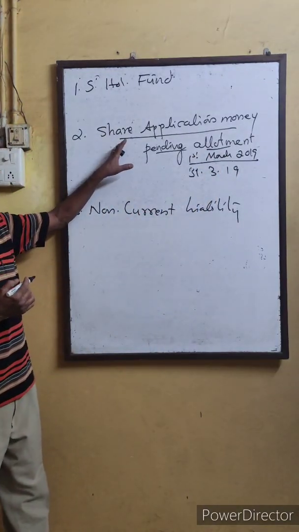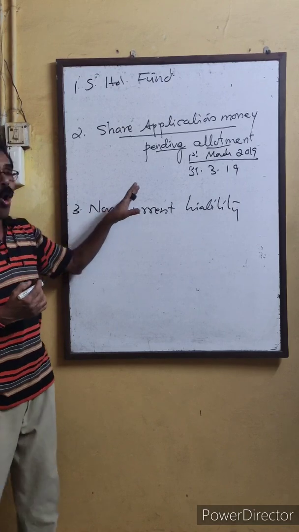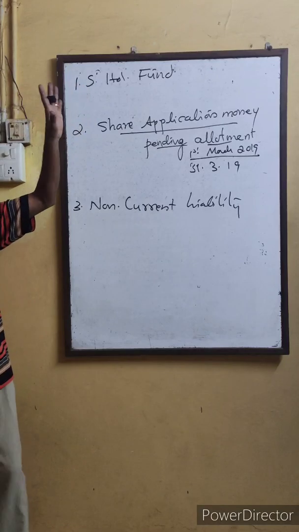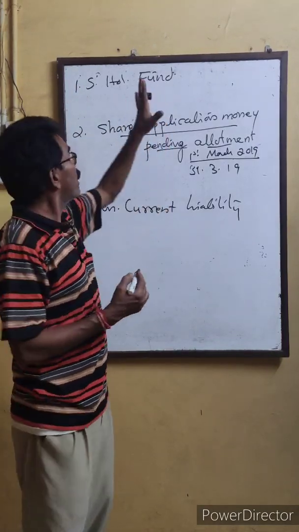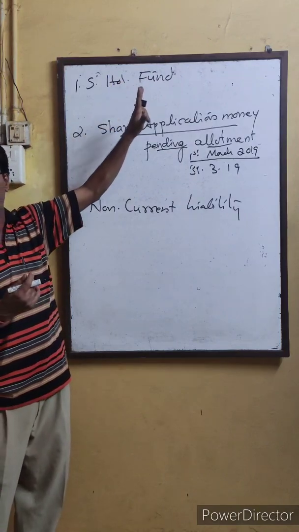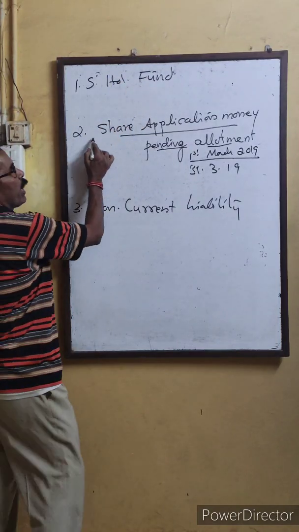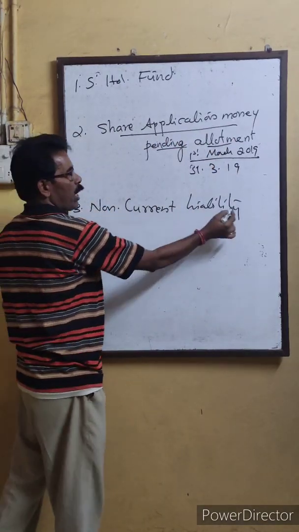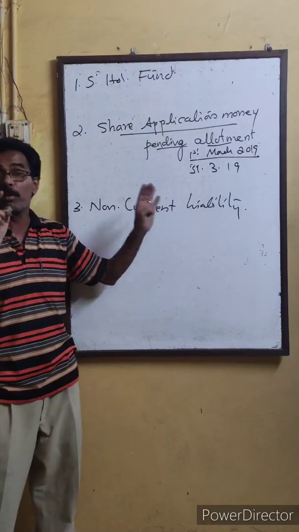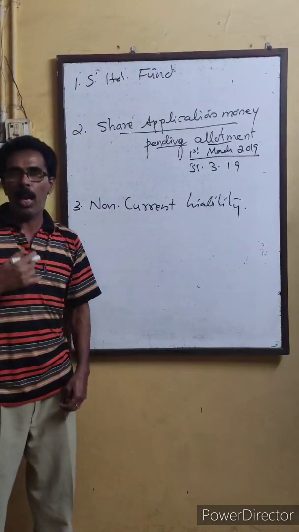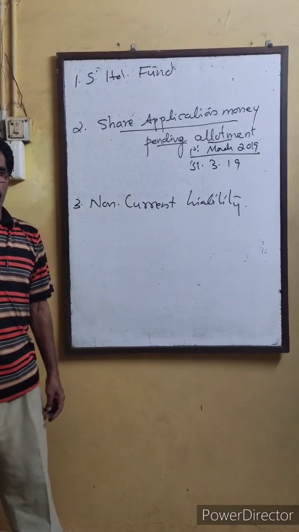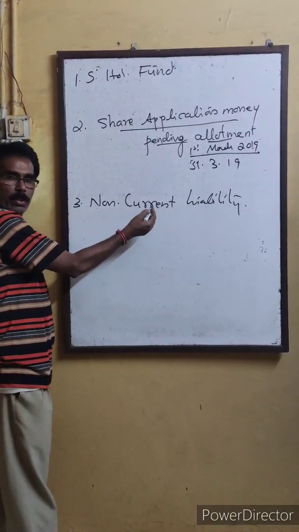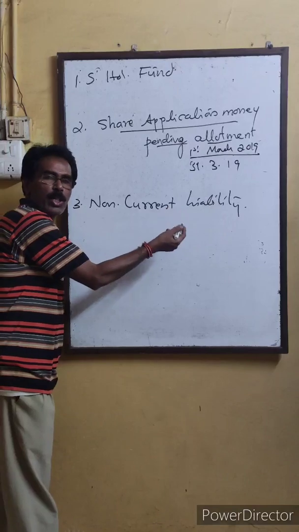That is the second one. And the third one is non-current liability. First one, shareholders fund, and under shareholders fund come share capital, reserves and surplus, and share warrant. Second main heading is share application money pending allotment, and the third one is non-current liability. You studied about current liability in 11th. The liability which is changing, like bank overdraft, bills payable. You have studied different examples, but this one is non-current. So non-current liability means it is not a current liability.